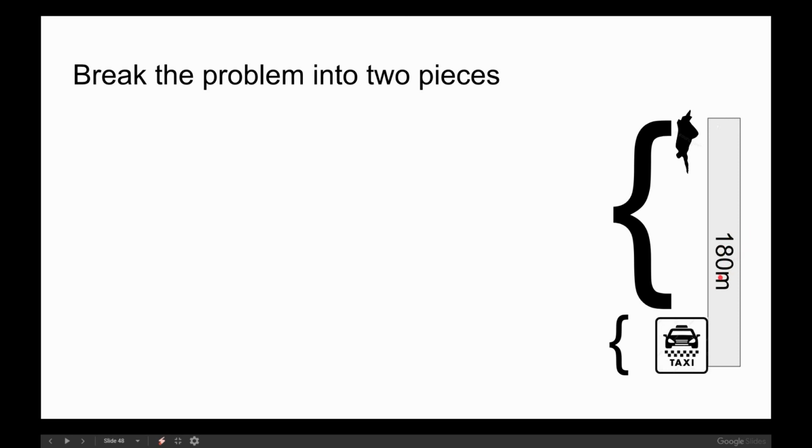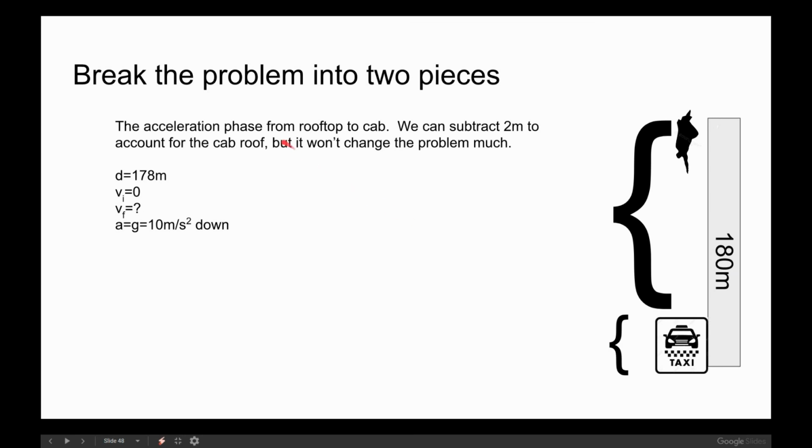Notice I have a typo that I have 180 meters here, but we'll see how this really doesn't make much difference in this problem. The acceleration phase from rooftop to cab, we can subtract 2 meters to account for the cab roof, but it won't change the problem very much. So I've cut the height down to 178 meters because he stopped accelerating 2 meters, but I'm telling you, it's going to make no difference.